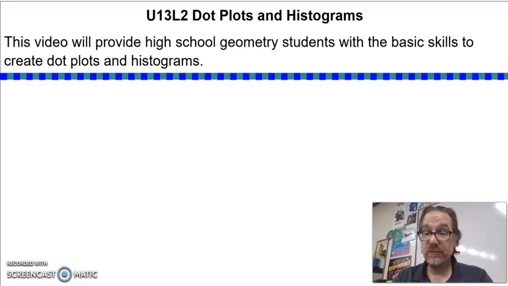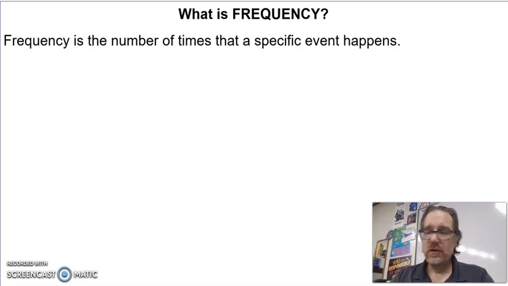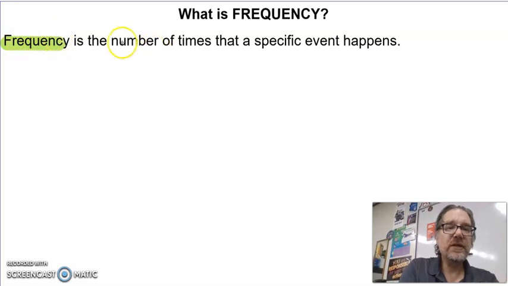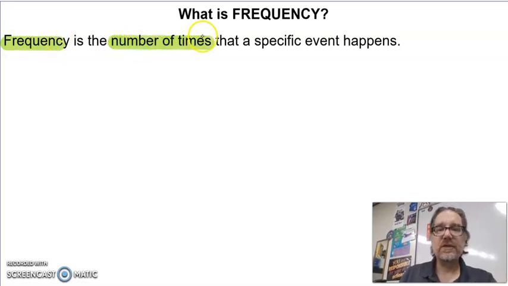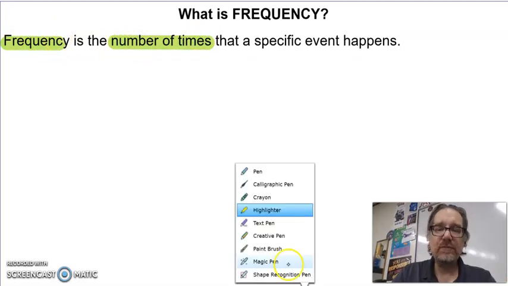So what we're going to talk about today in our review of statistics is how to read dot plots and histograms. We're not going to make them yet, that'll be in class. What are they and how do we read them? Frequency is an important term in statistics. Frequency is nothing more than how often something happens. It means number of times.